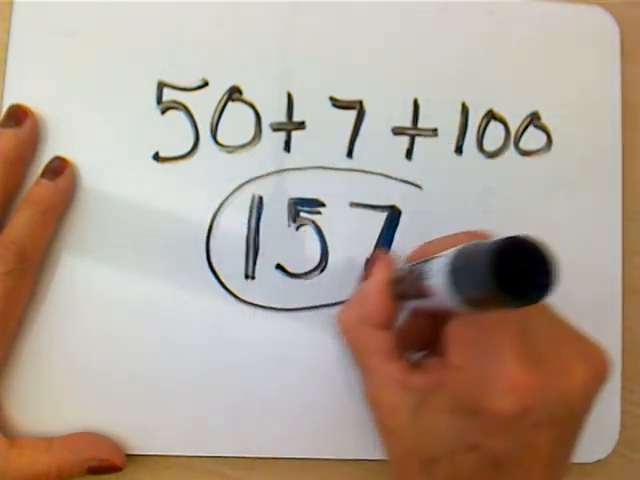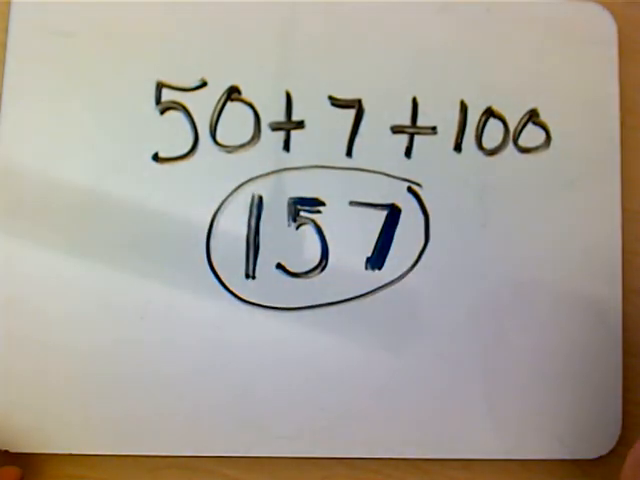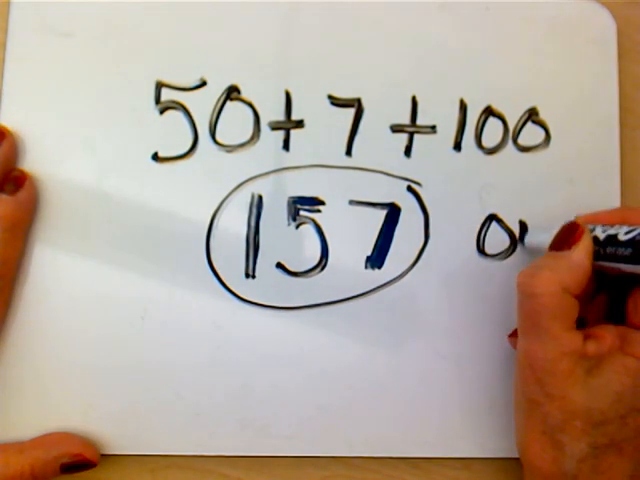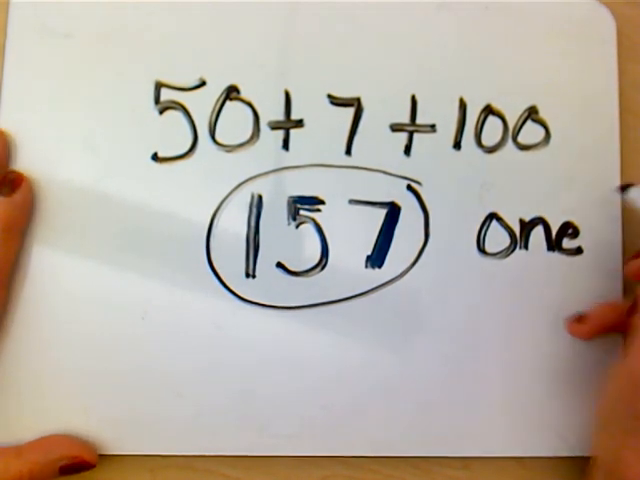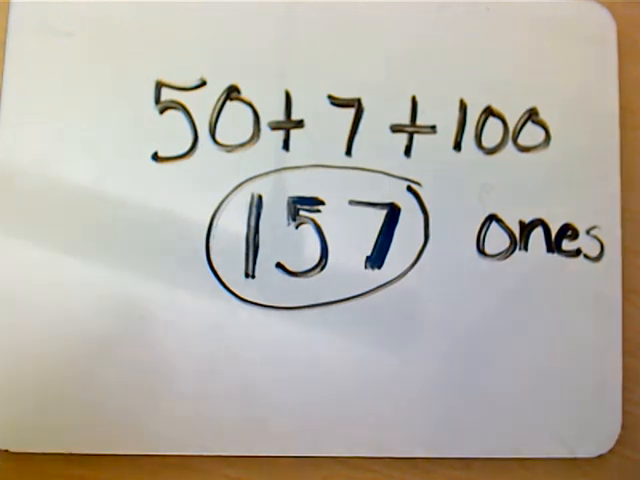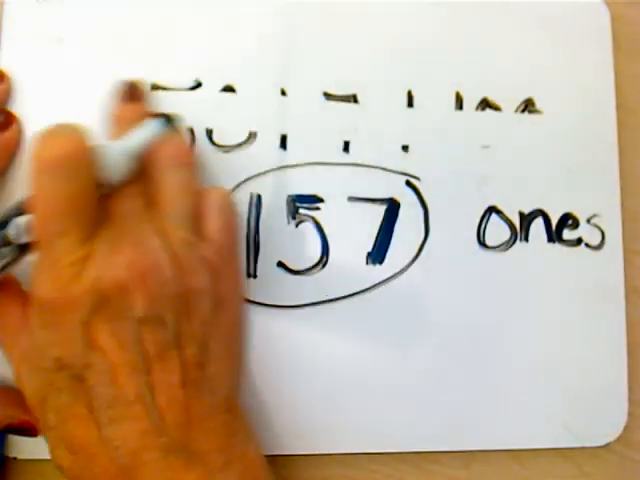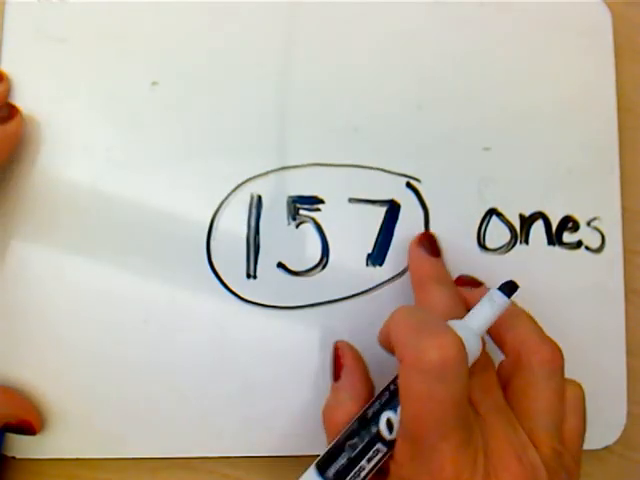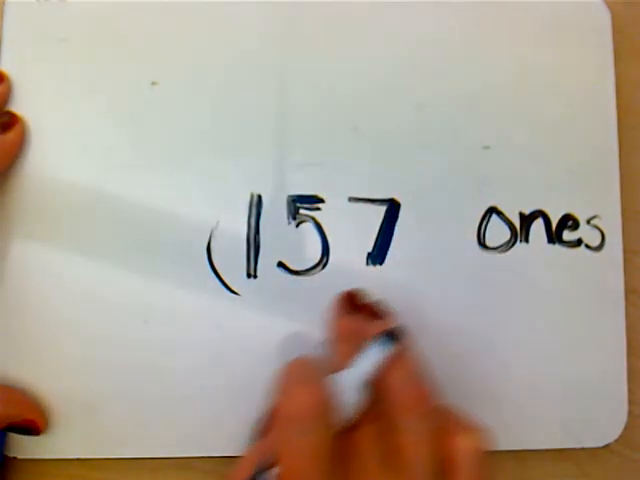So now I would like you to tell me, what is the value if I was looking at this number, if I was only going to show my value as ones? If I was only going to show my value as ones, is it possible that I could write it as 157 ones?